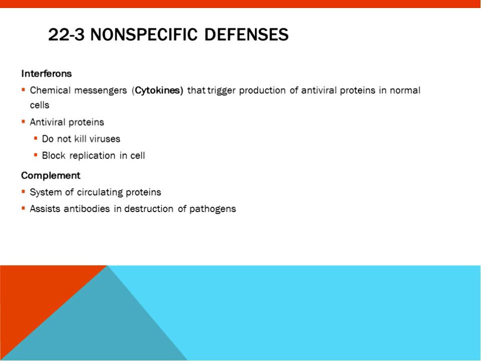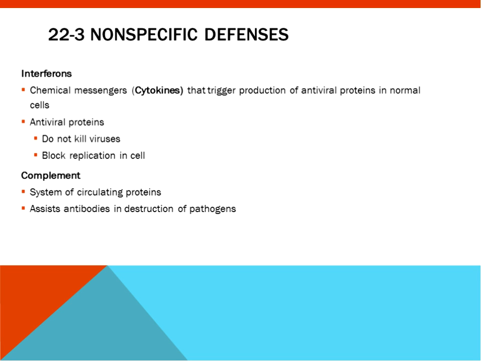We also have these chemical messengers, and we have interferons. So cytokines are specialized chemical messengers that will trigger the production of antiviral proteins in normal cells. And it doesn't matter what the virus is. It's not going to be specific for the virus. It's just for any virus-infected cell. Antiviral proteins don't necessarily kill the virus, but what they can do is keep the virus from making more copies of itself or replicating inside the cell. So that helps to halt the proliferation of the viruses in your body.